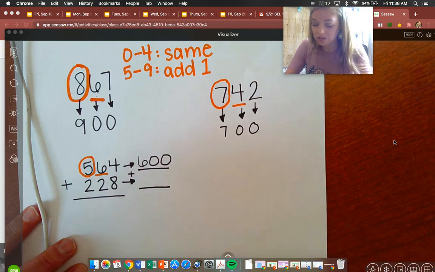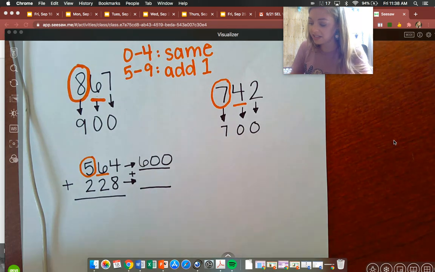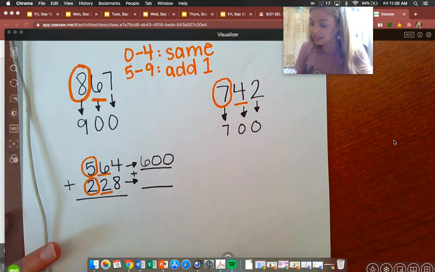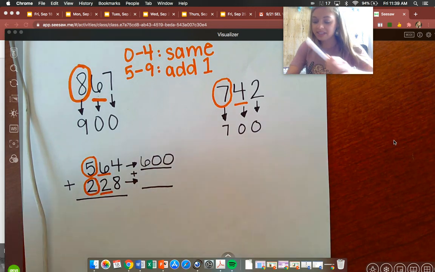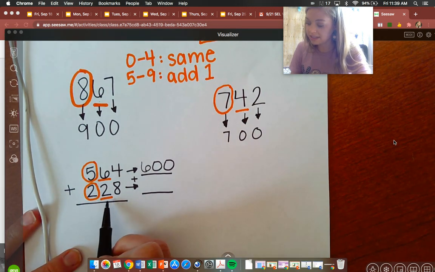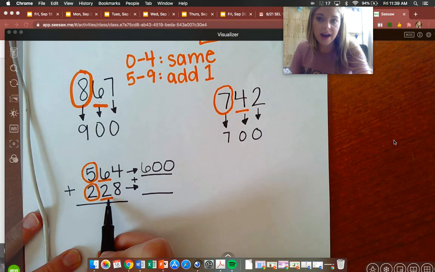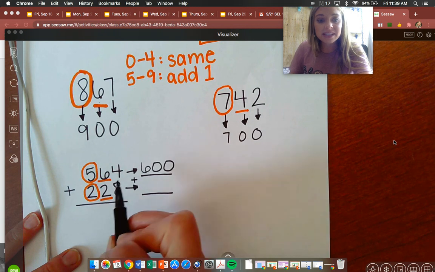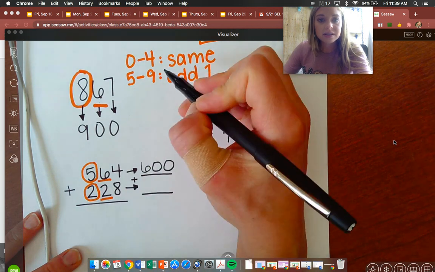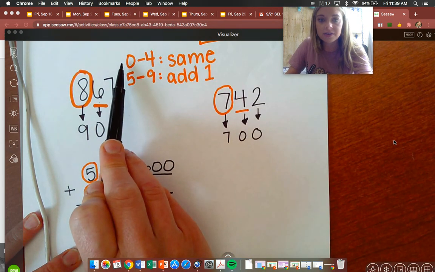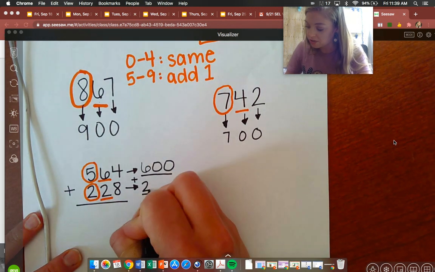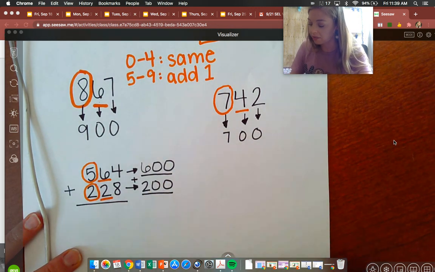Now I have to round 228 to the nearest 100. I'm going to circle the 2 in the hundreds place, underline the 2 in the tens place, and I'm going to see if the underlined 2 is in between 0 through 4 or 5 through 9 on a number line. And it happens to be in between 0 through 4. So that means that the circled number stays the same, right? Just like it says here. 0 through 4 stays the same. So the circled number will stay at 2, and all the other numbers will go to 0.